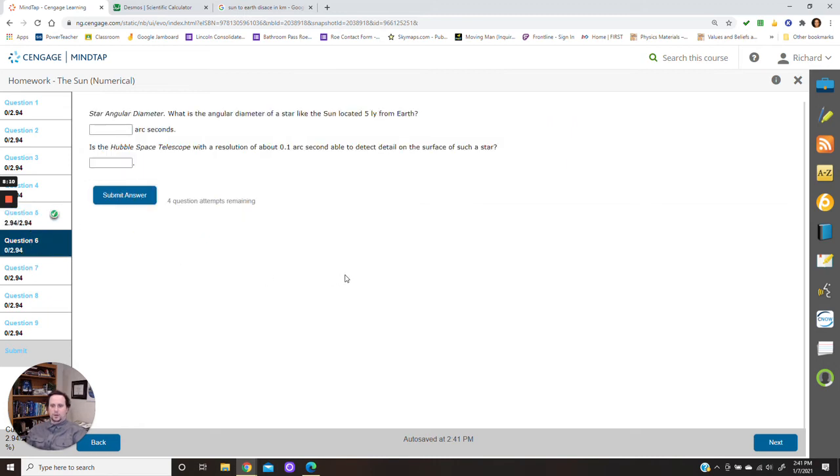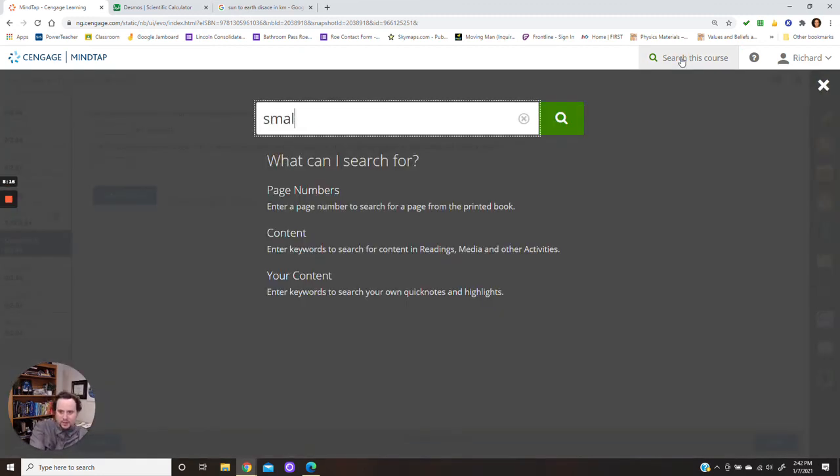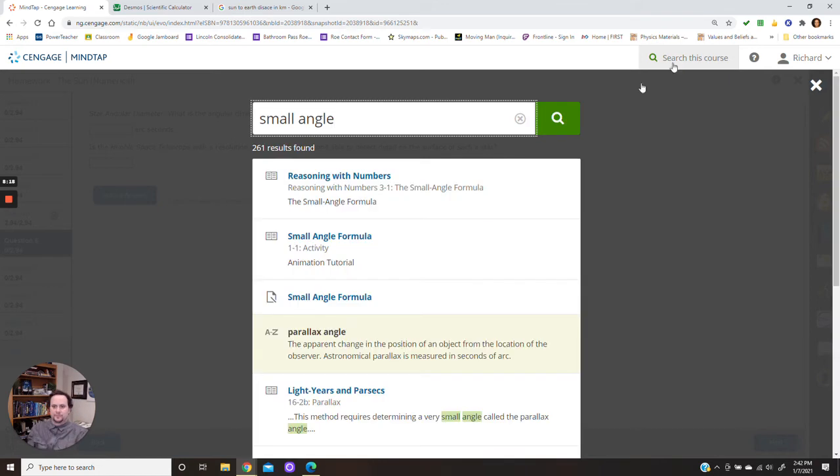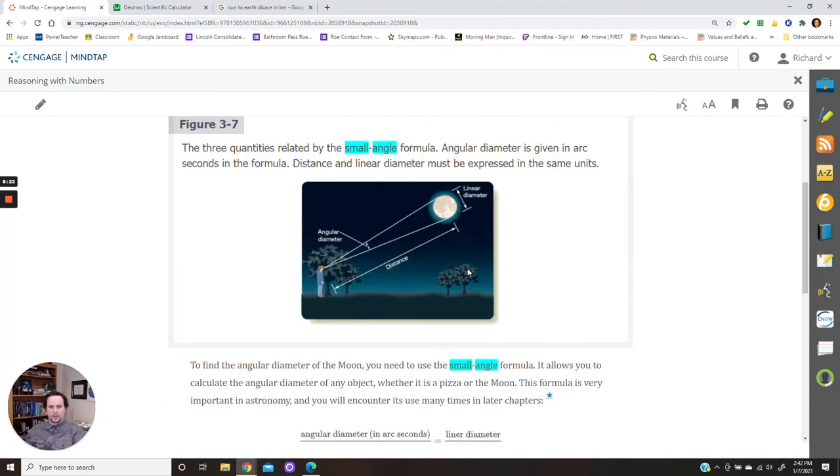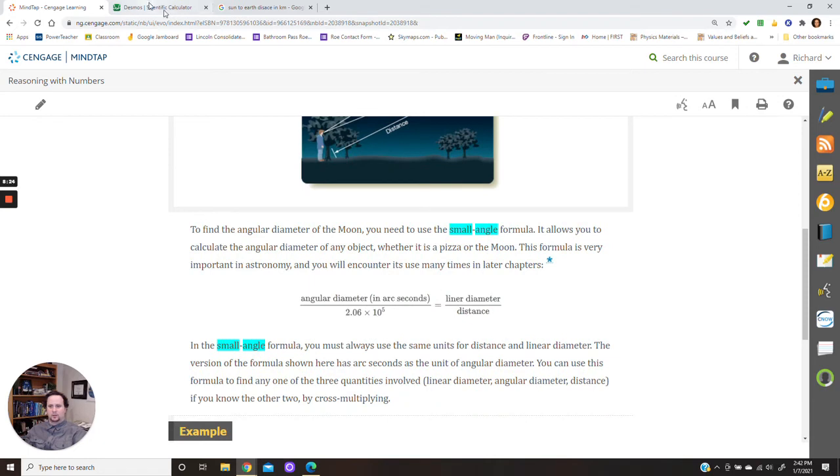Number 6 is the small angle formula. Again, I can use the search button. I know where it's at, but I'm just going to type it in here anyway. Small angle, reasoning with numbers, small angle formula. Here it is. For that question, I needed something different. I got the angular diameter, linear distance, diameter over distance, and then this 2.06 times 10 to the 5th. I want to save this in a different piece, so give me a second to organize this.